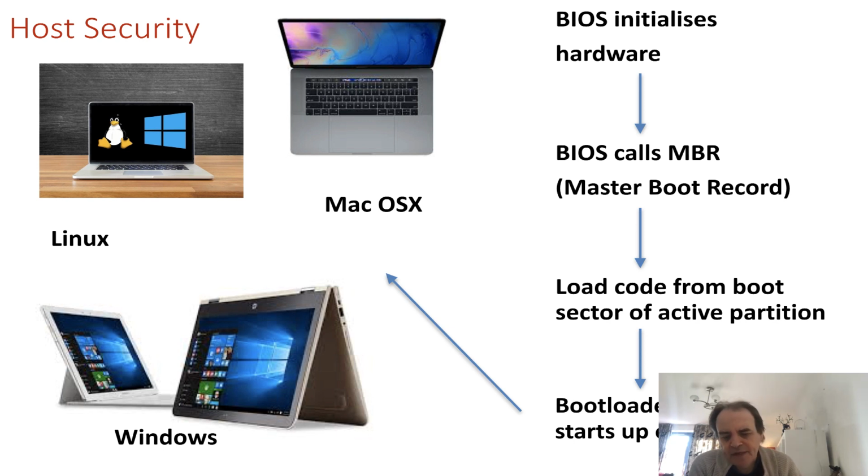So a good part of what we want for our host security is that the computer starts up in a well-known state. So this typically involves the BIOS initializing the hardware, and then the BIOS calls the master boot record. We then load the code that's on the boot sector of the active partition, and run the code and start up the operating system. So that's the standard way that we boot a computer up.